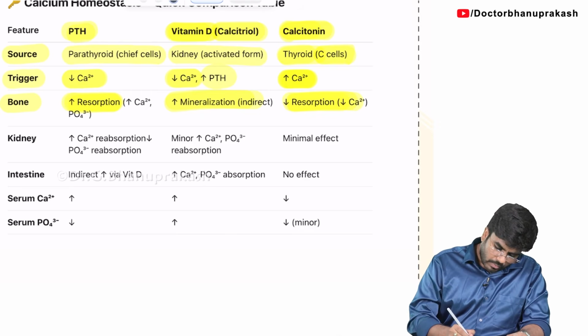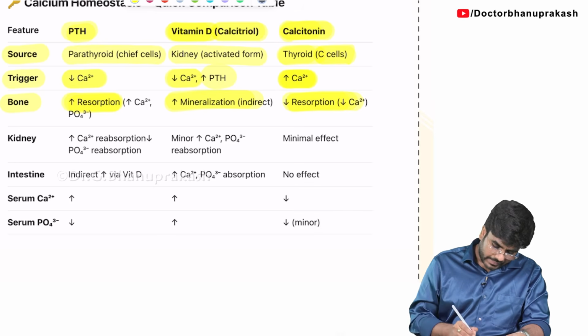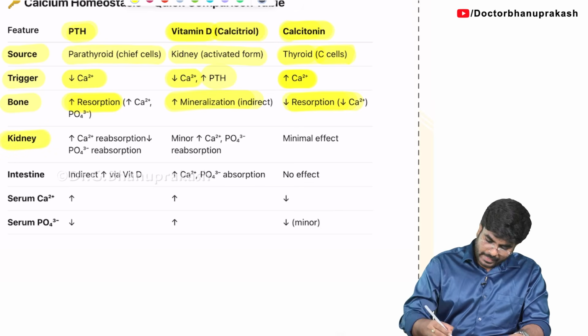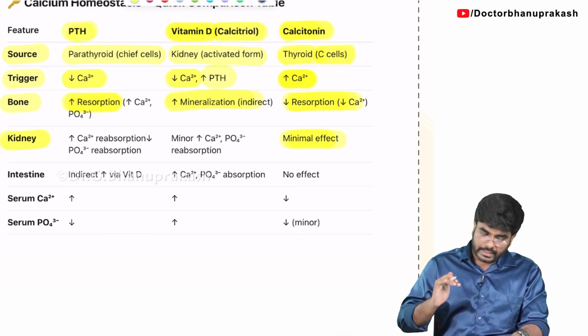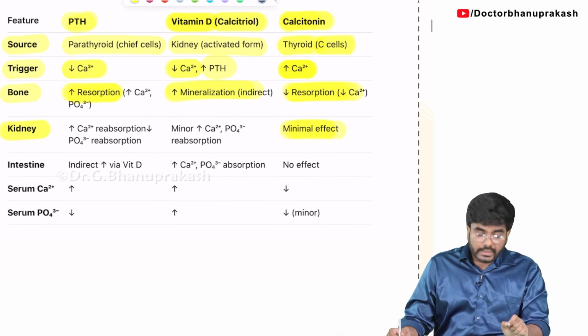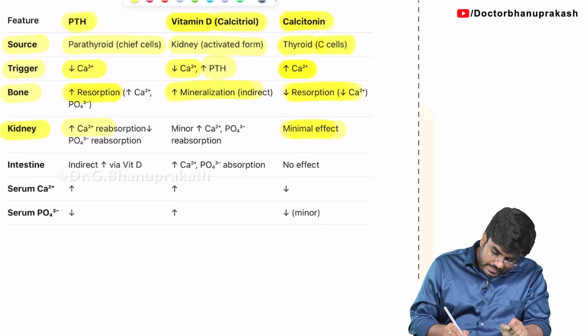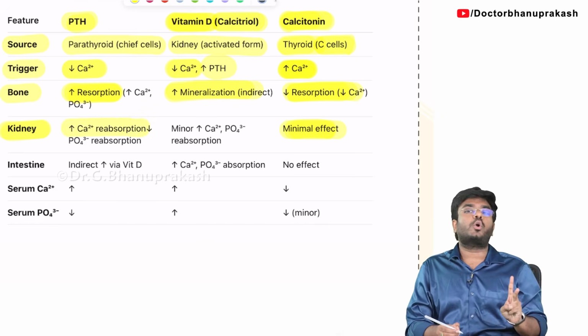Done. Next, what is the effect of these hormones on the kidney? Okay, kidney. See, calcitonin doesn't have a major effect. Now, let's see what parathyroid hormone and vitamin D are doing. Parathyroid hormone increases the calcium reabsorption. Two things very important, guys.